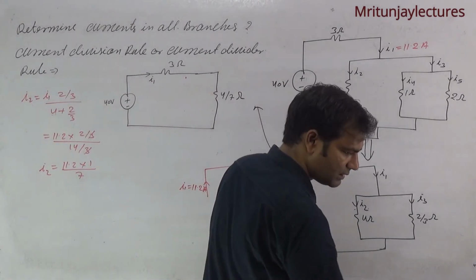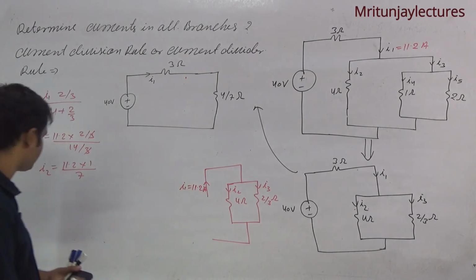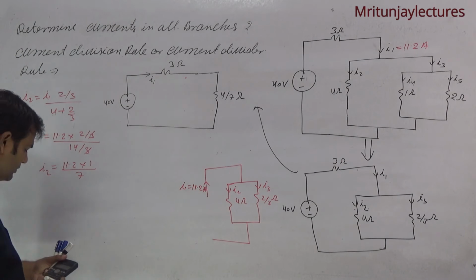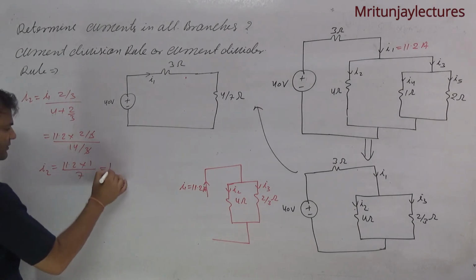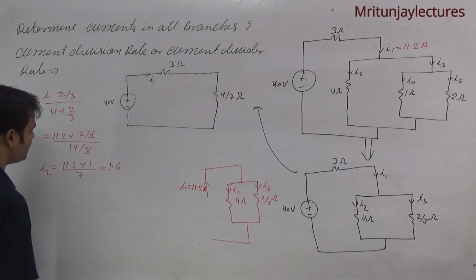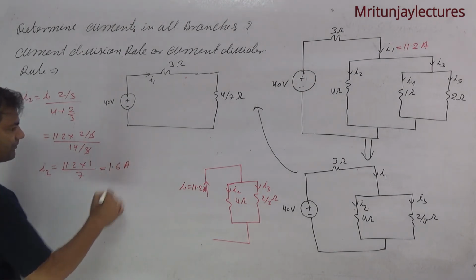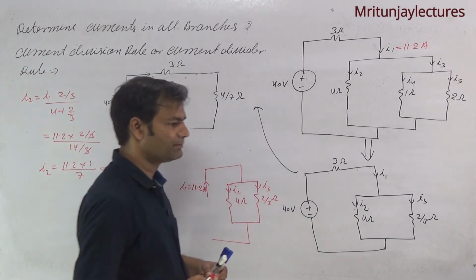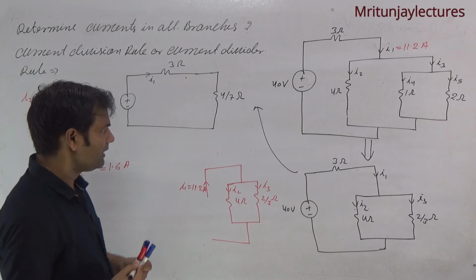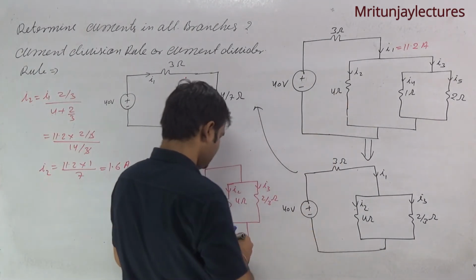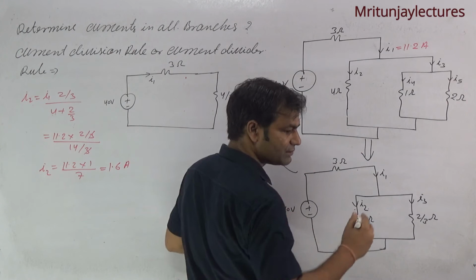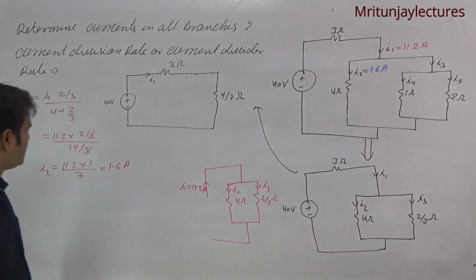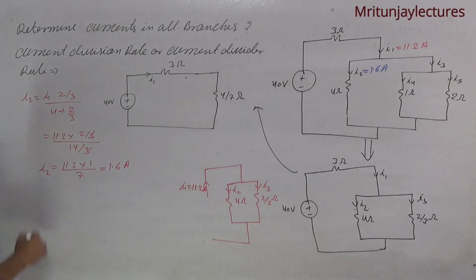Clear? 11.2 divided by 7, that is 1.6. This one is 1.6 ampere. I2 is 1.6 ampere. Okay, I2 is written here, I2 is 1.6 ampere. Okay, now another way to determine I3.